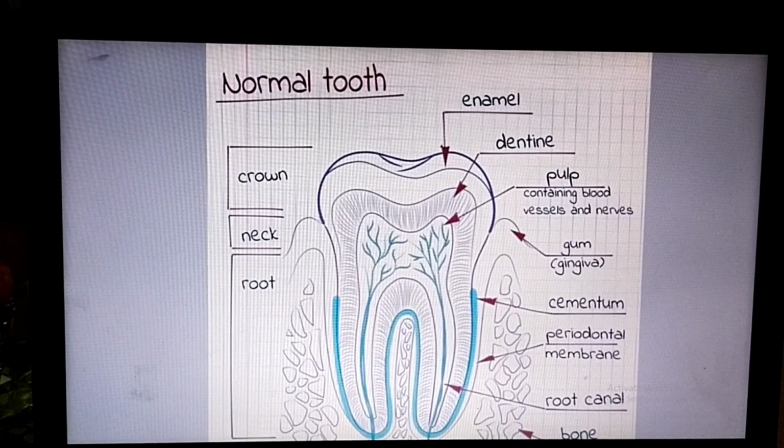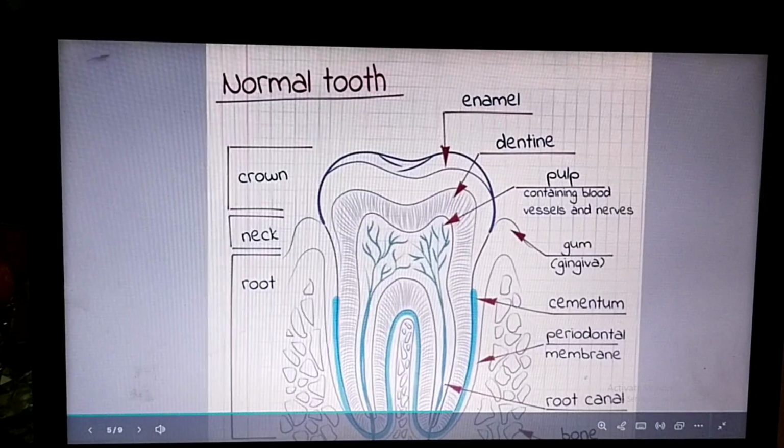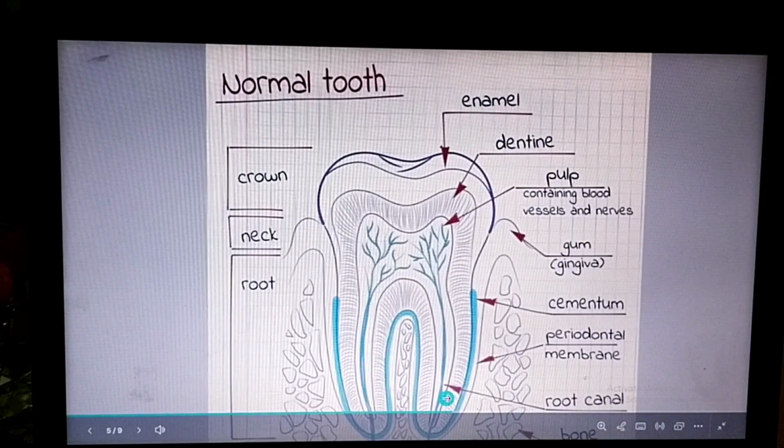Now what happens in type 3? It is extending beyond the apical foramen. Okay? It is perforating the apical area. It extends through the roots. These are the roots and it extends through them.